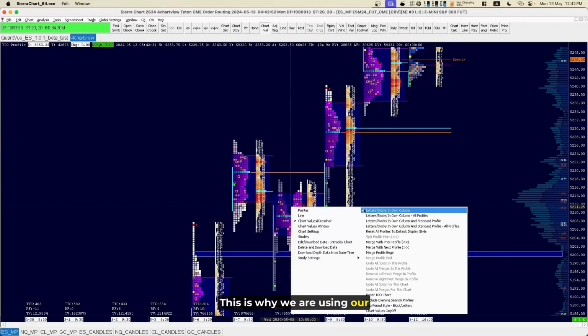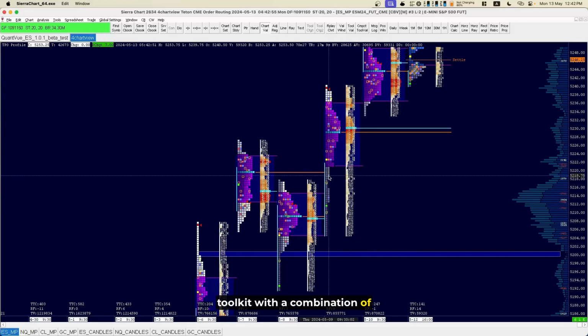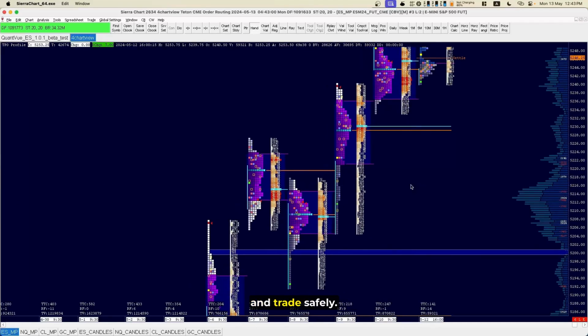This is why we are using our toolkit with a combination of confluences in order to understand market structure and trade safely.